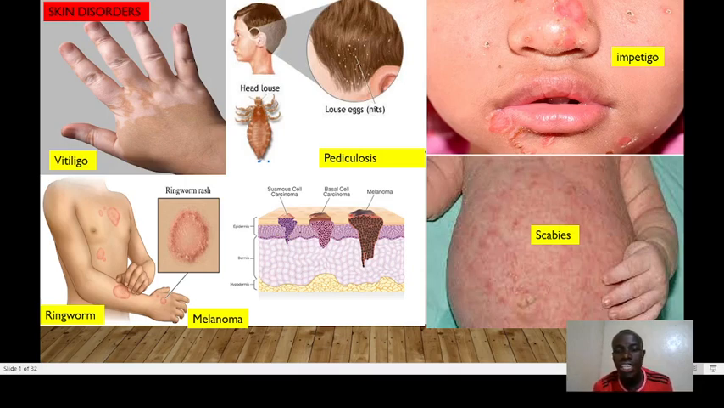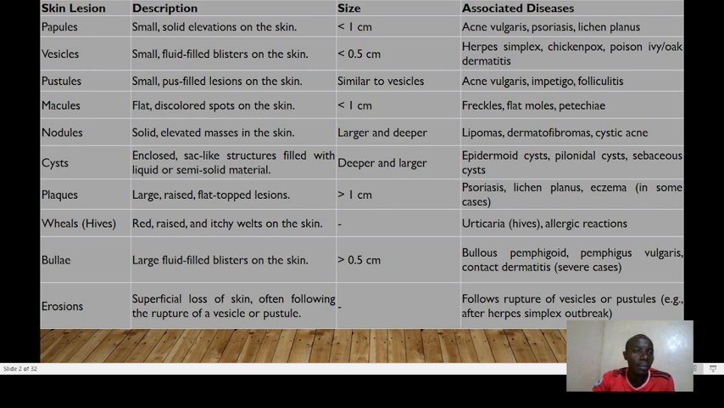Today we're looking at skin disorders, and skin disorders emanate from the integumentary system. We have various conditions here, like vitiligo, a pigmentation skin disorder, pediculosis infestation. We also have ringworms, melanoma, the malignant skin cancer, scabies, and impetigo. We have different skin disorders that are classified differently, and they could be having papules.